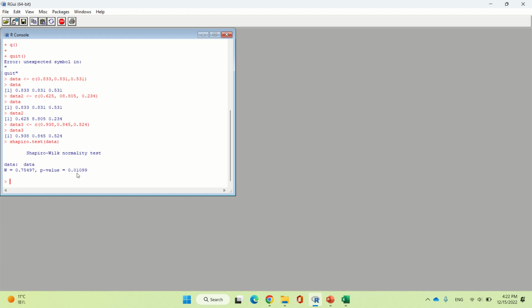So you have to prepare the dependent variable and the independent variable, and both must be a vector. A vector, V-E-C-T-O-R, and the other is a factor, F-A-C-T-O-R.